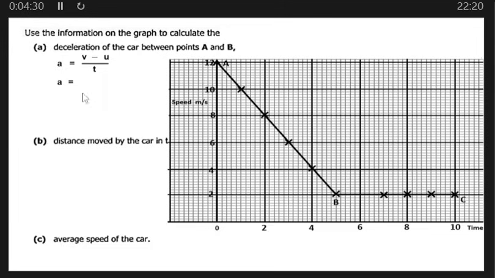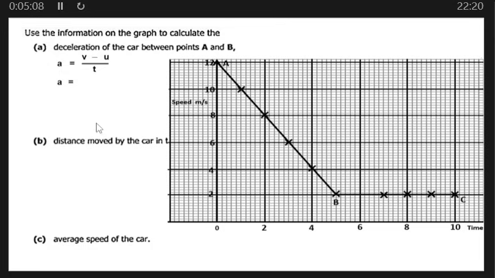And then where are we going to get time? Time is read from the horizontal axis, and it is the time between point A and point B. So point A is here and point B is here. The time from point A, which is at 0 on the time axis, and point B is at 5, because if this is 0, then 1, 2, 3, 4, 5. So our time is 5.